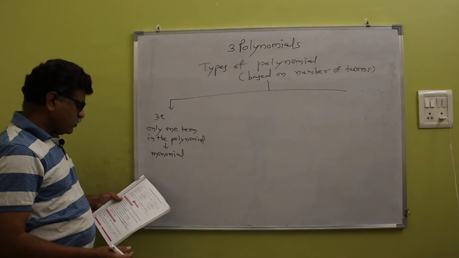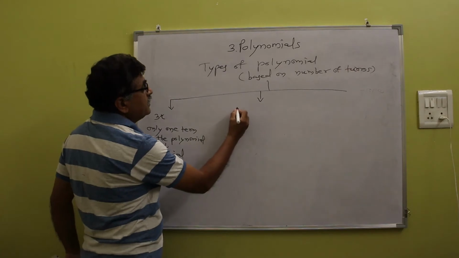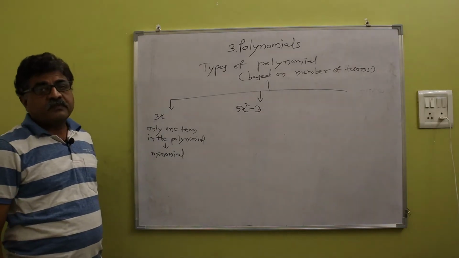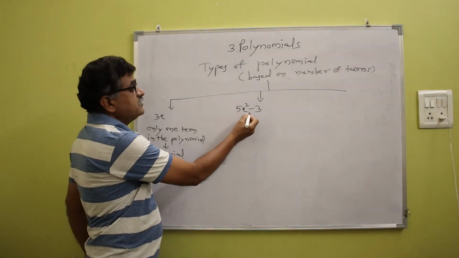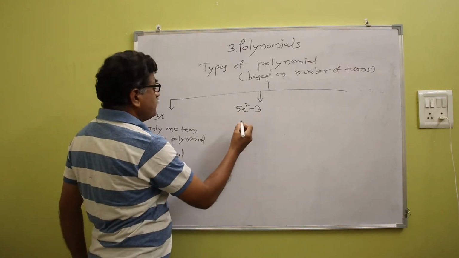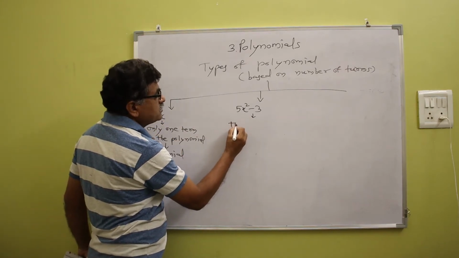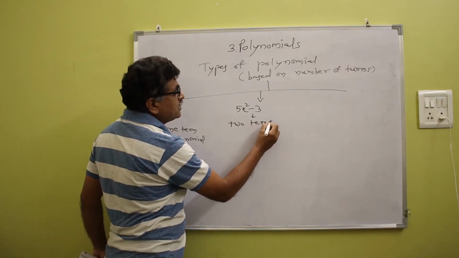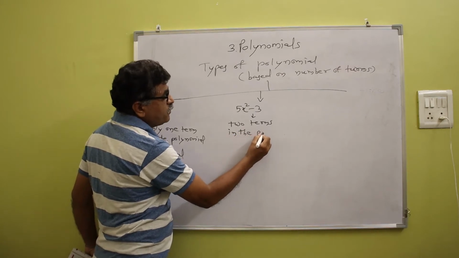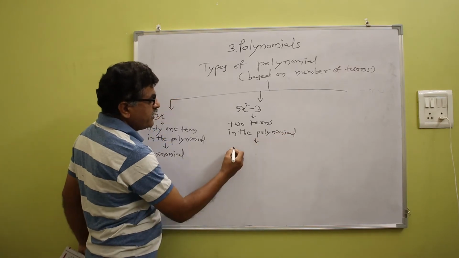This is called a monomial. Now the second example, 5x square minus 3. Now in this polynomial there are two terms. This is the first, this is the second. Therefore there are only two terms in the polynomial, and it is called a quadratic polynomial.